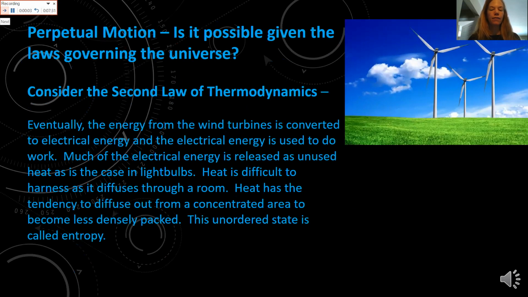Consider the second law of thermodynamics. Eventually, the energy from the wind turbines is converted to electrical energy, and the electrical energy is used to do work. Much of the electrical energy is released as unused heat, as in the case of light bulbs. Heat is difficult to harness as it diffuses through a room. Heat has the tendency to diffuse out from a concentrated area to become less densely packed. This unordered state is called entropy.